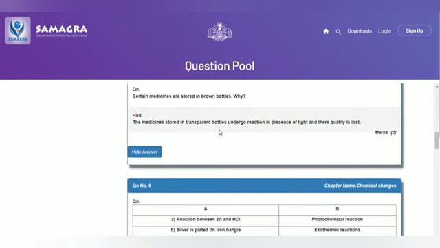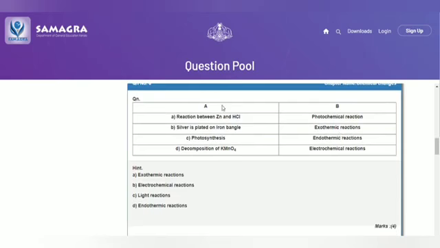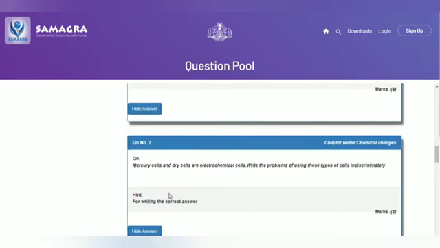Certain medicines are stored in brown bottles. Why? Medicines stored in transparent bottles undergo reaction in the presence of light, and their quality is lost. Here are some chemical reactions given; we have to arrange them. Reaction between zinc and HCl is an exothermic reaction. Silver plated on an iron bangle is an electrochemical reaction. Photosynthesis is a light reaction. Decomposition of KMnO4 is an endothermic reaction. Mercury cells and dry cells are electrochemical cells.